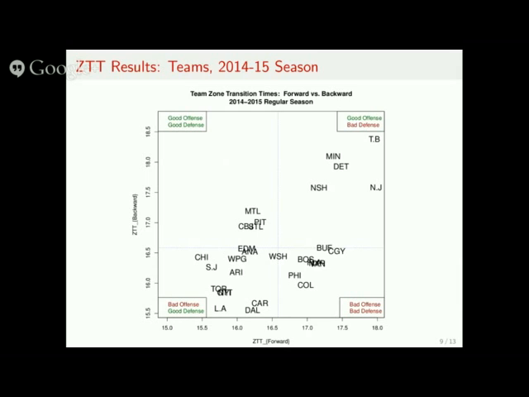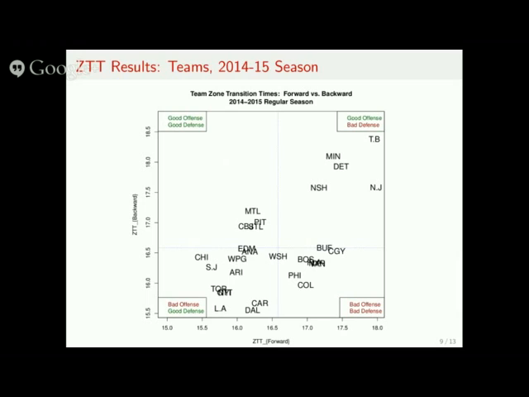So let me explain what these axes are, because it's a little bit confusing. ZTT forward is any transition that's moving towards your opponent's goal. Okay, so this is sort of how good are you on defense? How quickly are you getting the puck away from your own goal and towards the opponent's goal? And then ZTT backwards is the opposite, right? So it's any transition that goes towards your own goal. So from the opponent's goal towards your own goal. So this would be like if you had the puck in your offensive zone, how long does it take for the opponent to get it into your defensive zone?